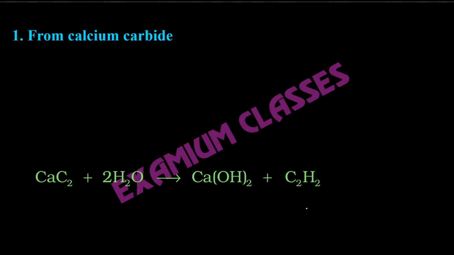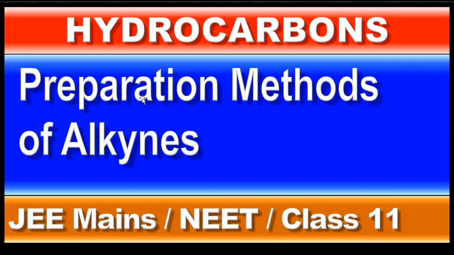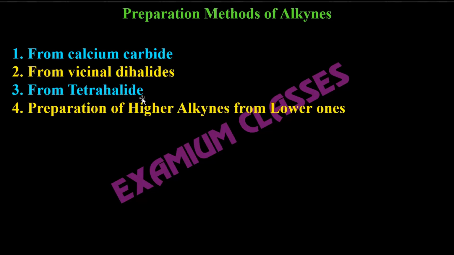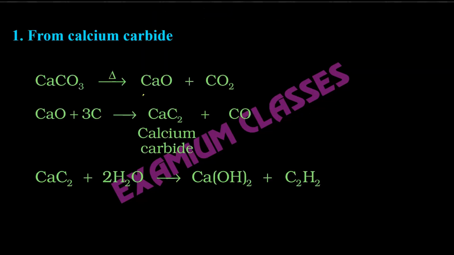And then you can recall that, yes, calcium carbide is produced from calcium oxide, and calcium oxide is produced from calcium carbonate. So calcium carbonate gives us calcium oxide, that is quicklime. Quicklime reacted with carbon gives us calcium carbide. Calcium carbide on treating with water gives us slaked lime and ethyne.